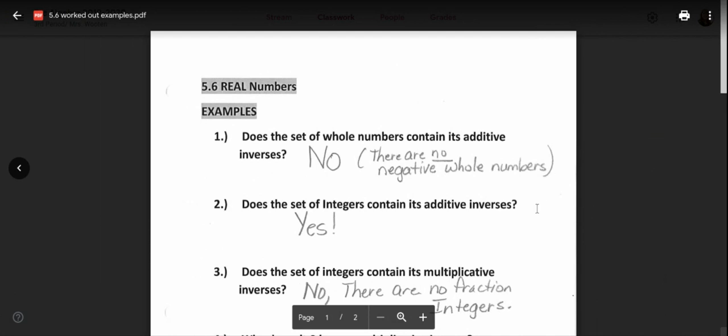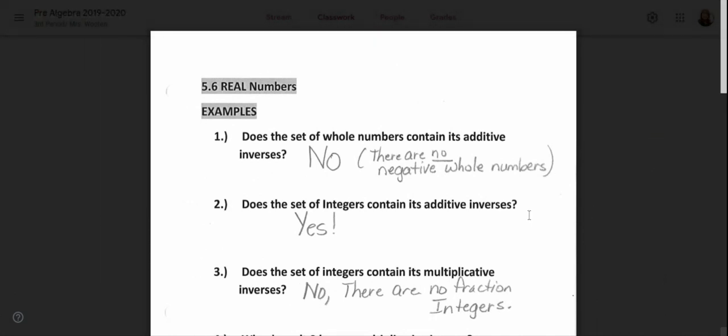Number 2, does the set of integers contain its additive inverses? This would be correct because 5 and -5 are additive inverses. They add up to be 0. 6 and -6. The integers are all the positive numbers and their opposites.